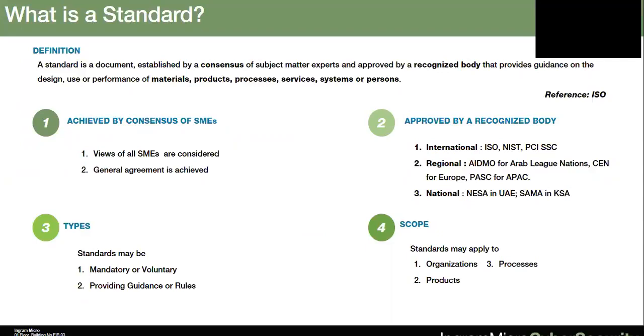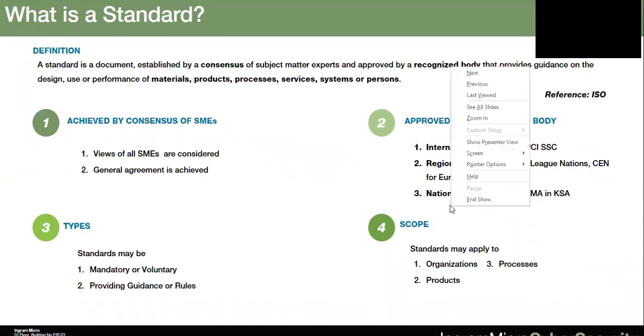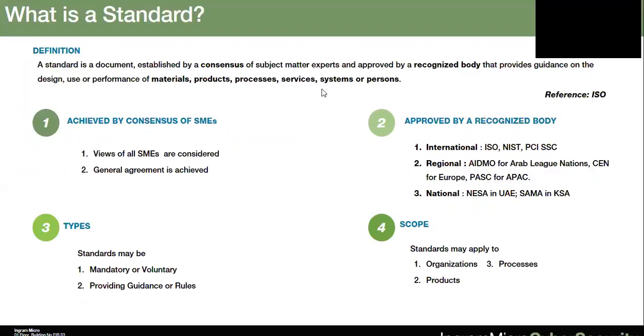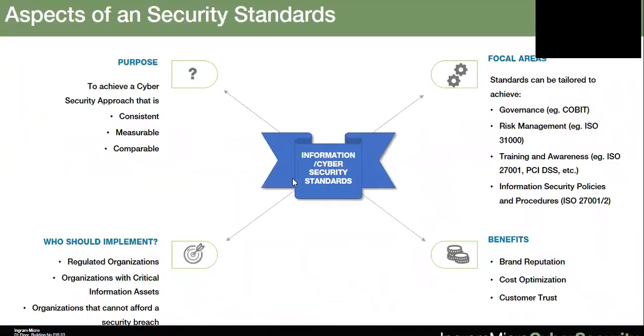So on the next slide, we can see aspects of security standards. We will have 4 different domains that we will talk about. It will be purpose, how standards should be implemented, focal areas, and the benefits of the different standards. So now that we have already covered security standards in the sense of definition, what a security standard is, let us understand what other additional dimensions one standard might have.